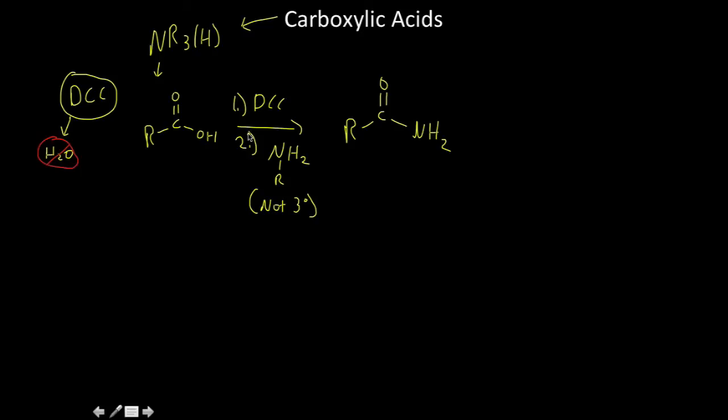The second thing I'm going to add is going to be my amine. In doing so, I have to make a note that my amine cannot be a tertiary amine. It can be a primary, a secondary, or an ammonia, but it can't be tertiary, for reasons I'll explain later. I go ahead and react this and I form an amide compound. So let's draw the individual reaction of how this works.